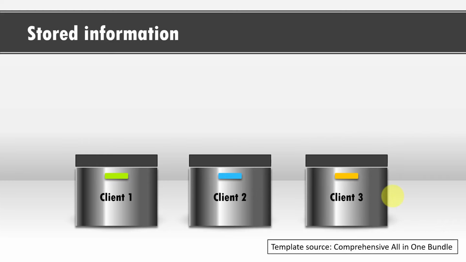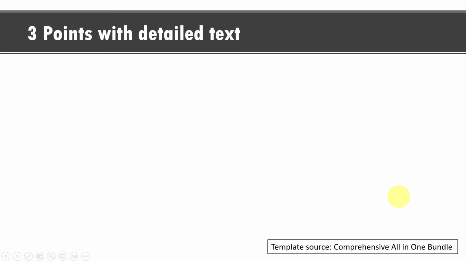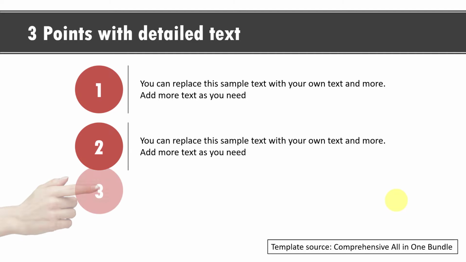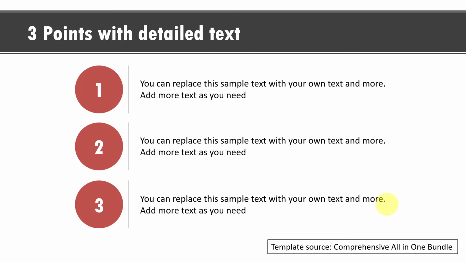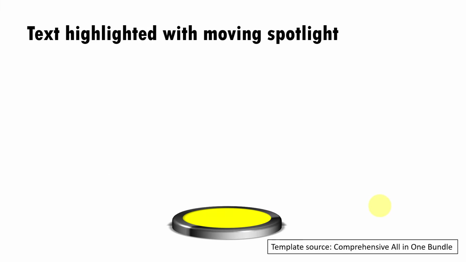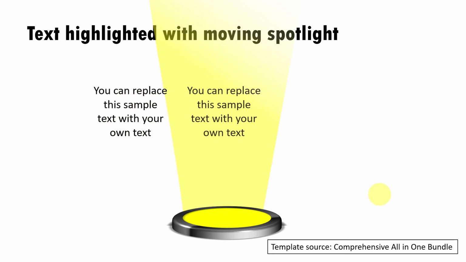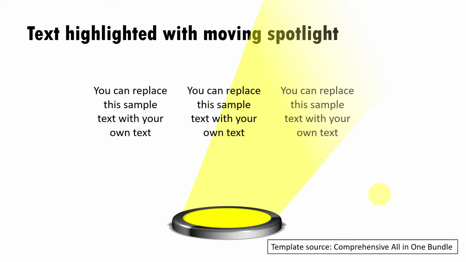The next example template is this one, where we show three points with detailed text in a very simple way. A hand comes and reveals the number, and then the explanation is shown. If you want a little more dramatic version, you can use this animation template, where we show text highlight with moving spotlight. On a click, we focus the attention on the first point, then the attention shifts to the second point, and then to the third point.